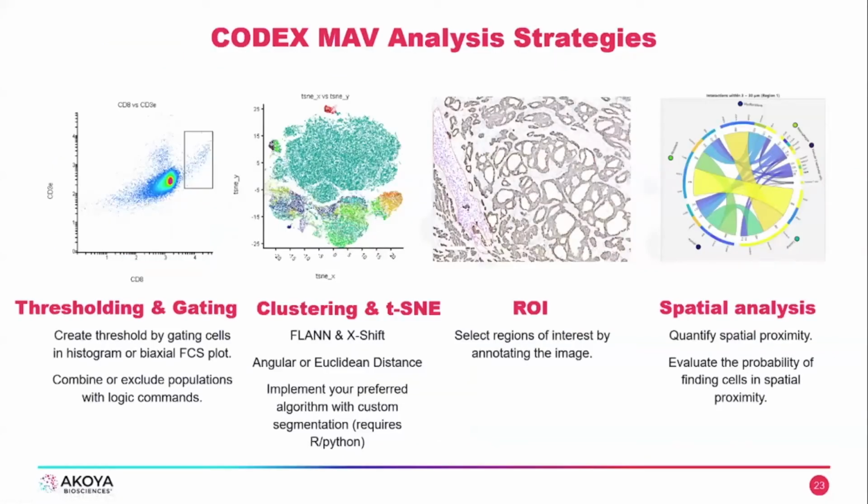There are multiple methods of analysis available inside of MAV. Thresholding and gating is one, where we can, just like flow cytometry, select the cells we want by gating on the regions of interest, or gating on the populations of interest, rather. There's clustering and t-SNE, which allows us to cluster either inside of MAV or externally and then import the data back in. We can use ROI to select regions of interest, and spatial analysis to calculate spatial proximity and the likelihood of interaction.